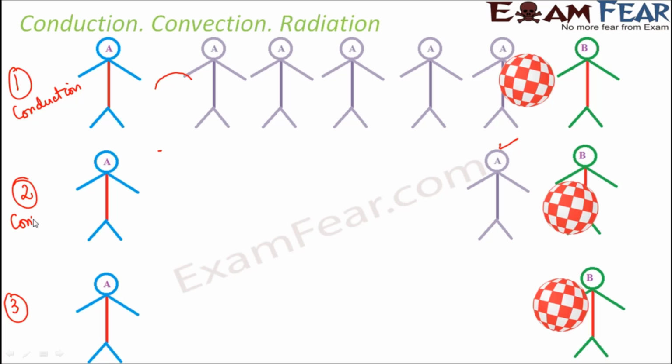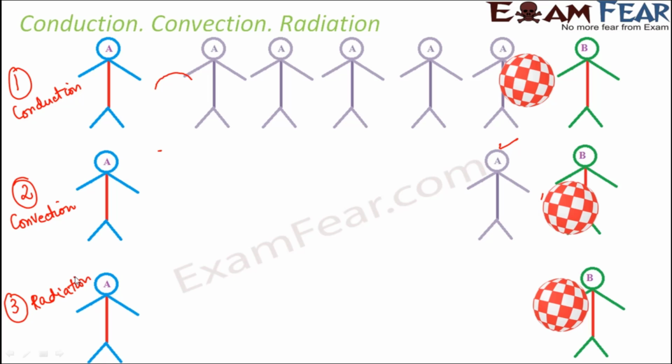What happens in convection? In convection, you really do not need that substance to be a solid, but you still need some medium, some particles of the medium. And here in convection, there is actual movement of the particles of the medium. So you see actual movement of this particular boy. So that is convection. And in radiation, no medium is required.